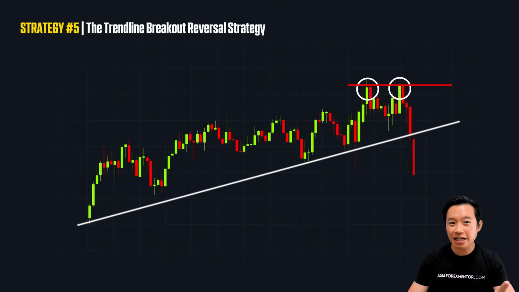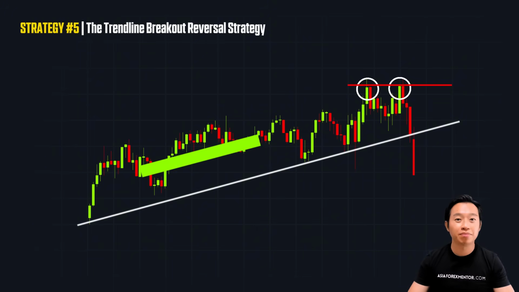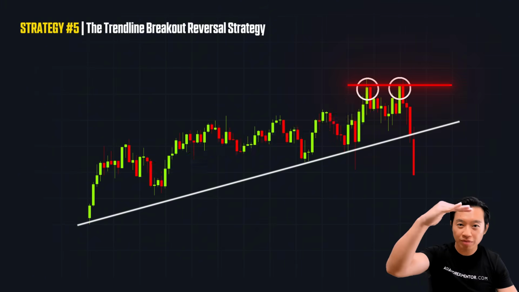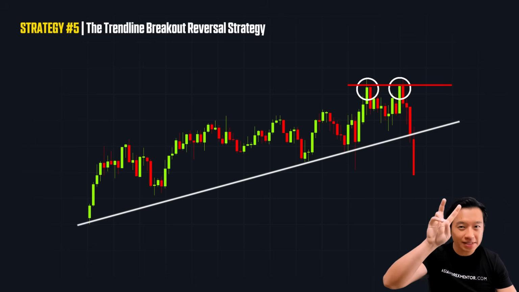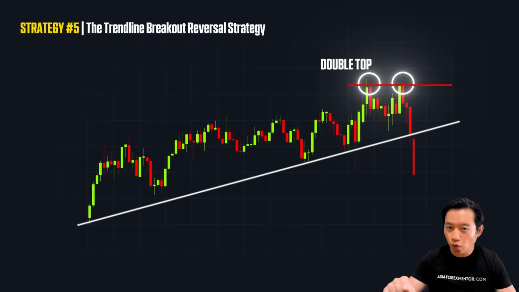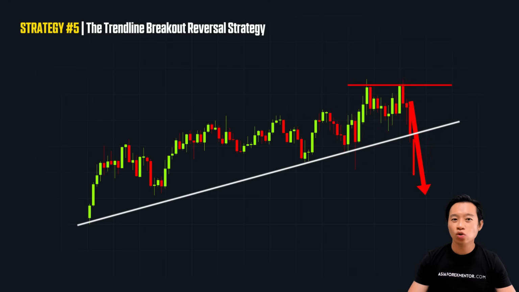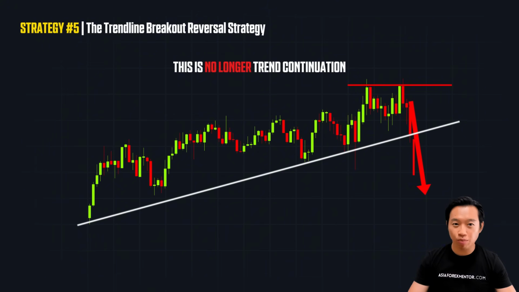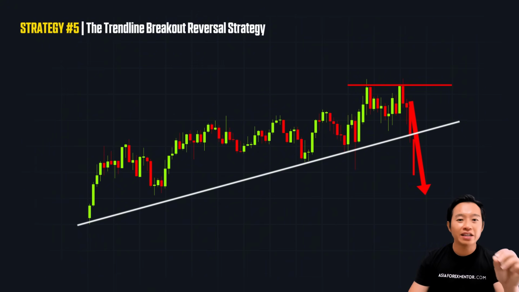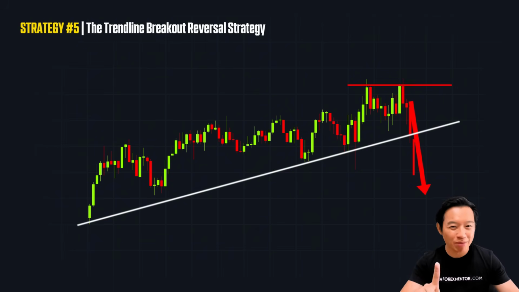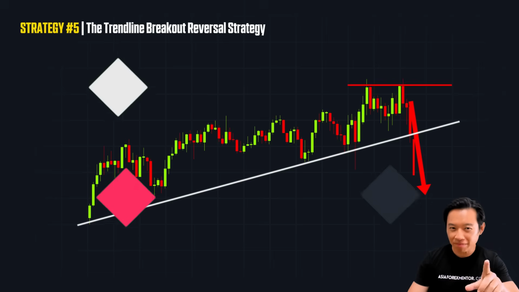All right, so let's say the market was in an uptrend. Price hits a resistance zone. It fails to break higher. It forms a double top and then breaks below the trend line. So this is no longer a trend continuation upwards. Now, here's the final edge that separates the amateurs from the pros.